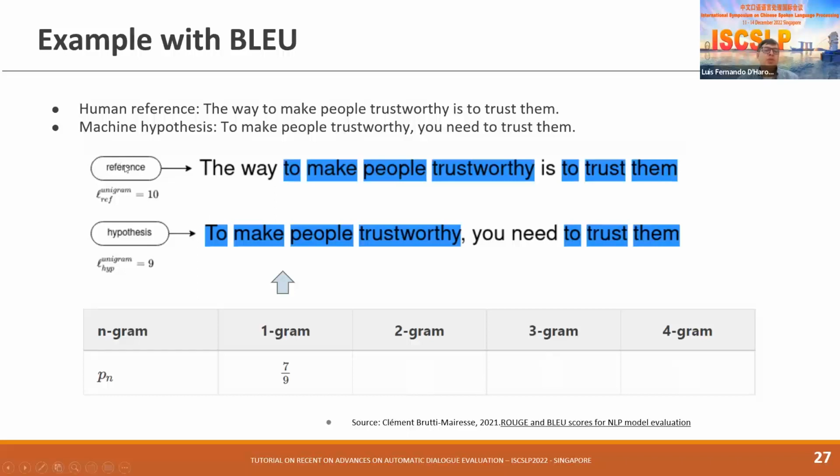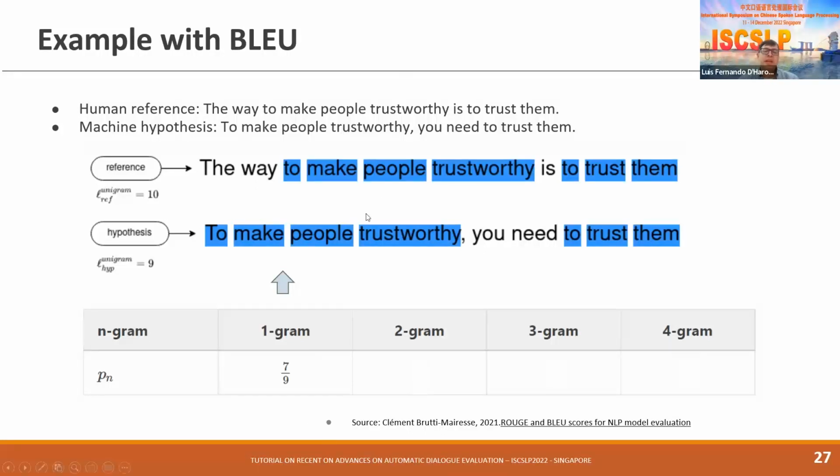So let's consider you have the reference: the way to make people trustworthy is to trust them, right? And we have this hypothesis: then we have to make people trustworthy, you need to trust them. We check that it's not exactly the same. So the meaning probably could be similar, but they are not the same. And in BLEU, we are not considering semantic correctness. We are considering syntactic correctness, or syntactically the same sentence.